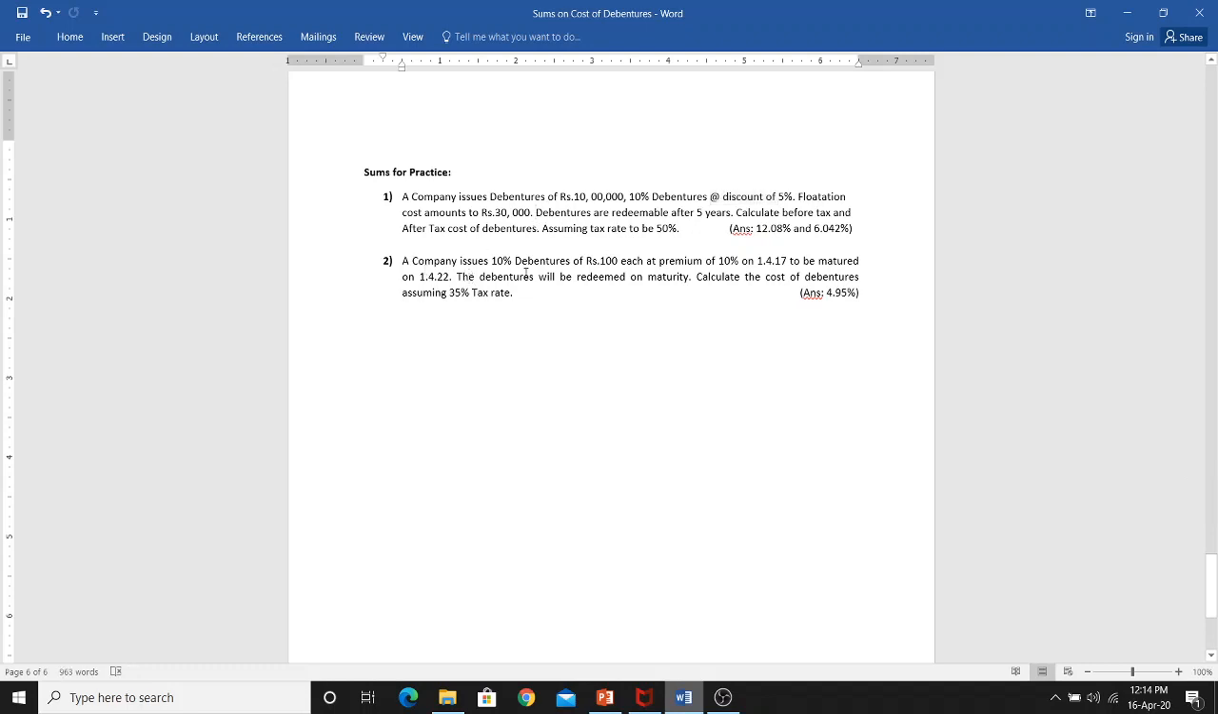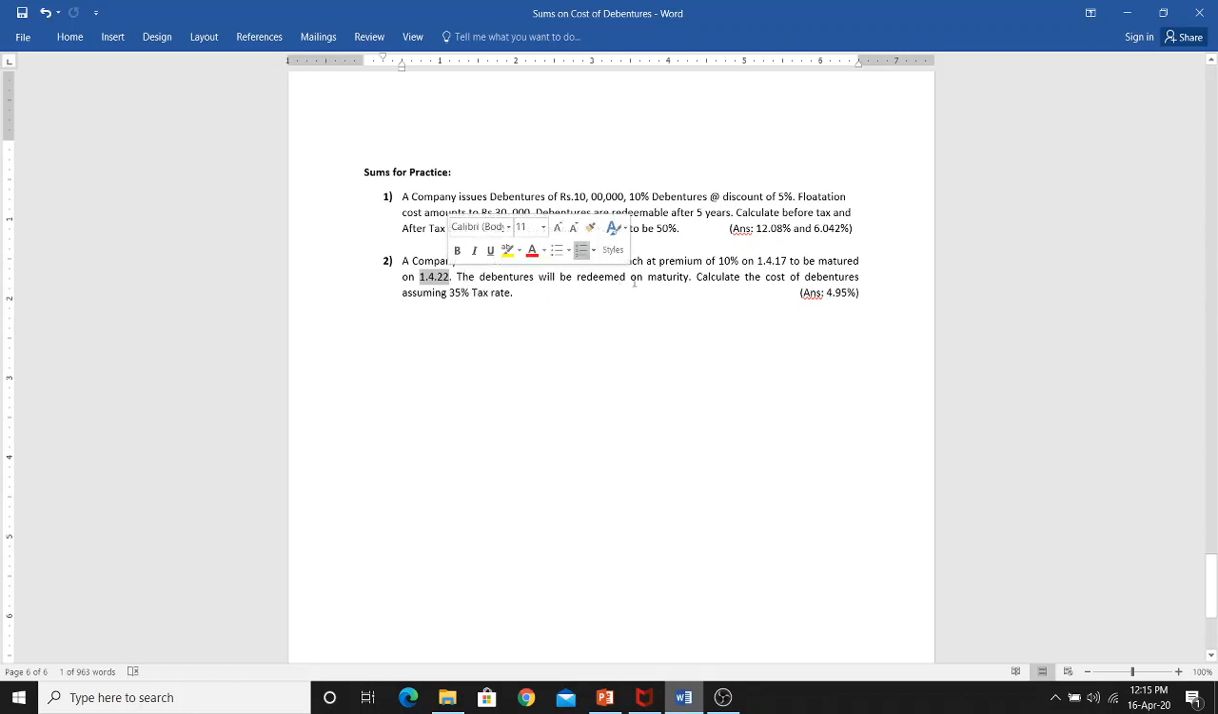Next, a company issues 10% debentures. Here 10% stands for the rate of interest, of 100 each. 100 each is nothing but the face value, at a premium of 10%. So they are issuing at a premium of 10% on 1/4/17 to be matured on 1/4/22. So they are going to collect the money on 1/4/17, but they are going to repay it on 1/4/22. So what is the number of years? From 1/4/17, that is 17/18, 18/19, 19/20, 20/21, 21/22. So totally 5 years. So N is to be taken as 5 years.